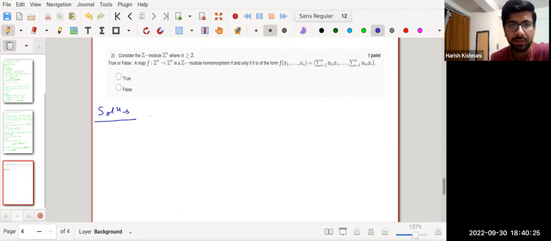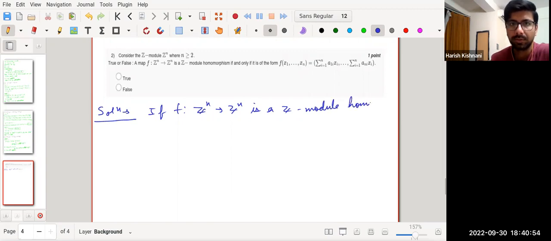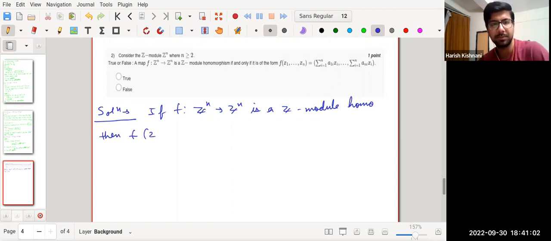So if f is a homomorphism, or let me just give some more details. If f from Z^n to Z^n is a Z module homomorphism, then f has to be of this form.